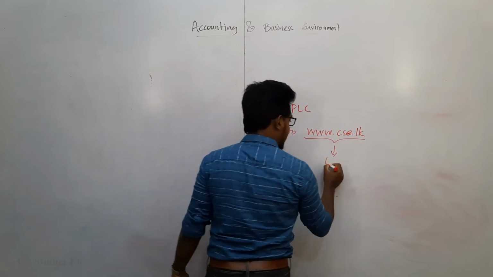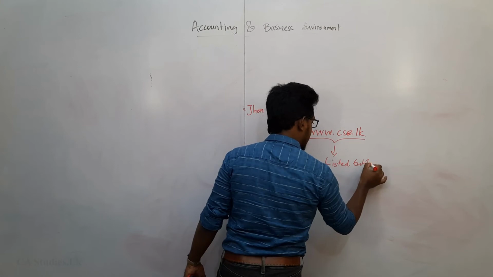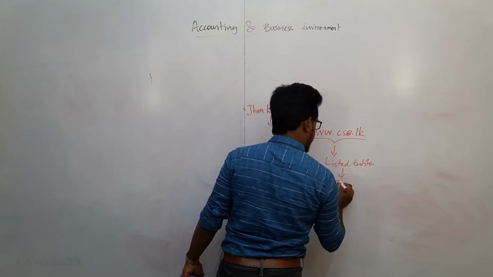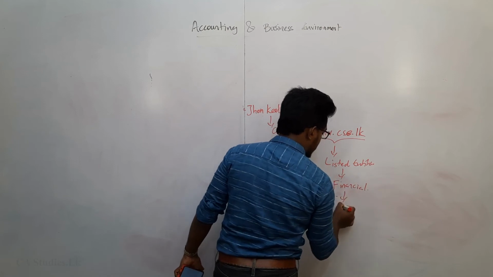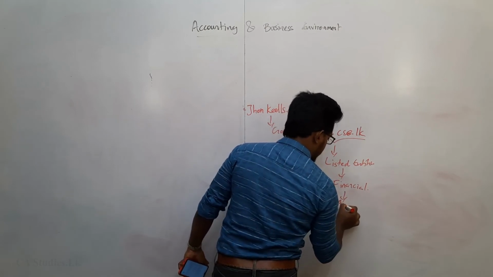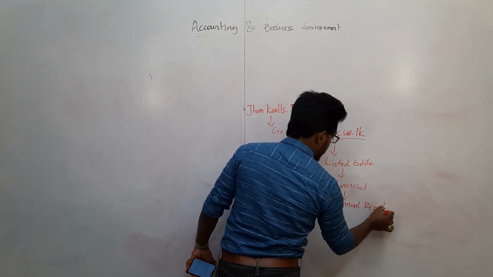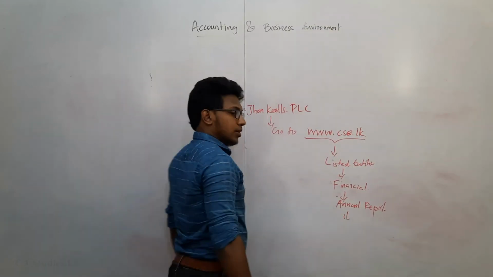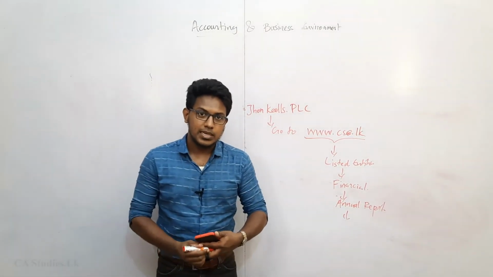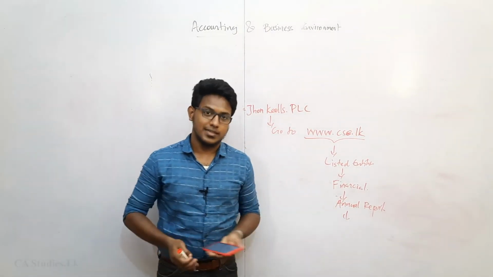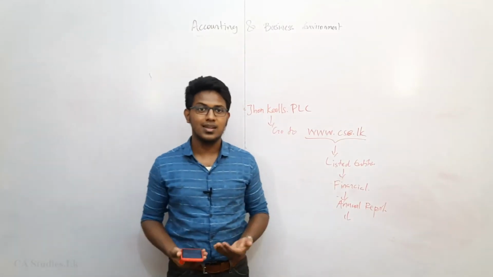Then go to the listed entities tab. Under the listed entities tab, go to the financial. Under the financial, go to the annual report. In the annual report, you can see all the annual reports prepared by John Keells PLC for past years, right? Past years and current years. You can download one and look at it.